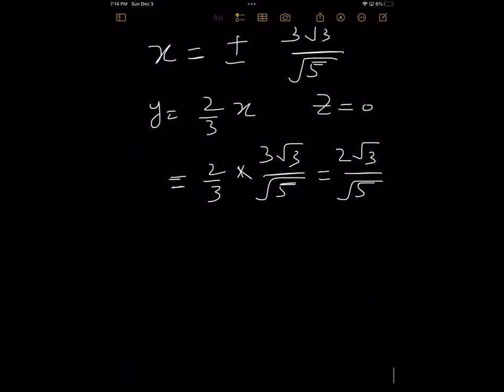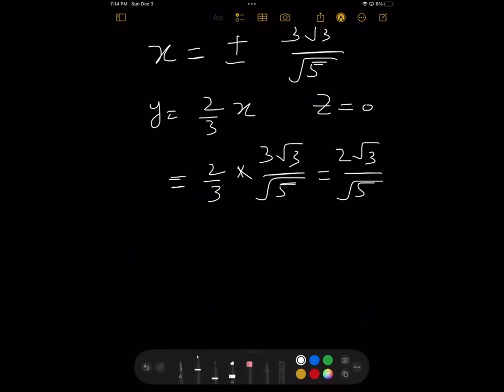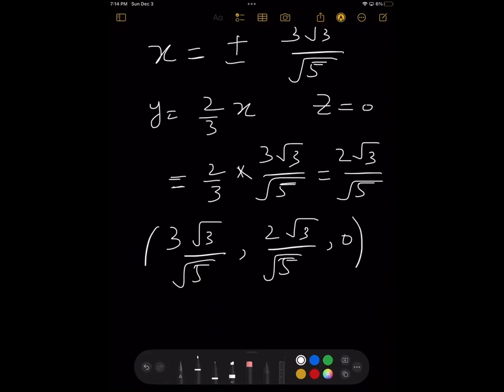So our points will be: x is 3 under root 3 over 5 under root, and since x is plus, y is plus. So it is 2 under root 3 over 5 under root and 0, that is one point. The second point is minus 3 under root 3 over 5 under root, minus 2 under root 3 over 5 under root.